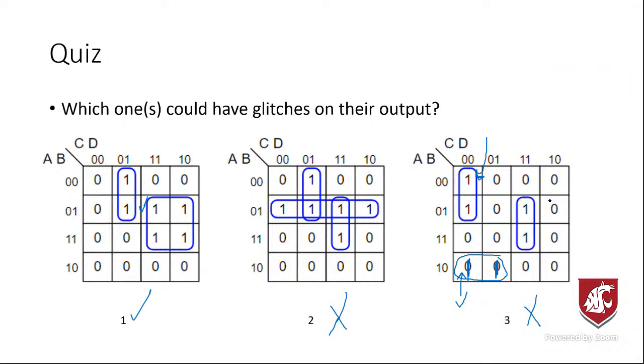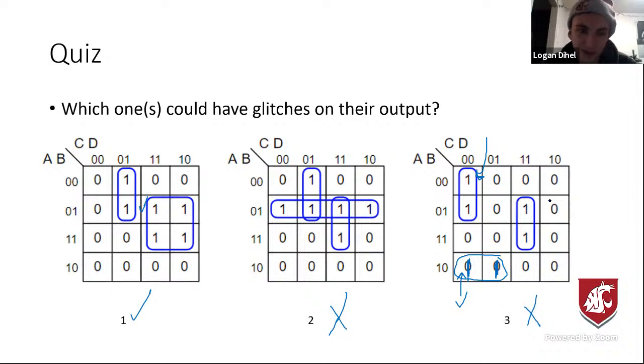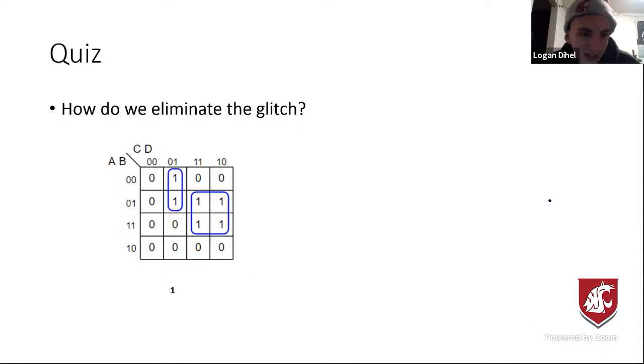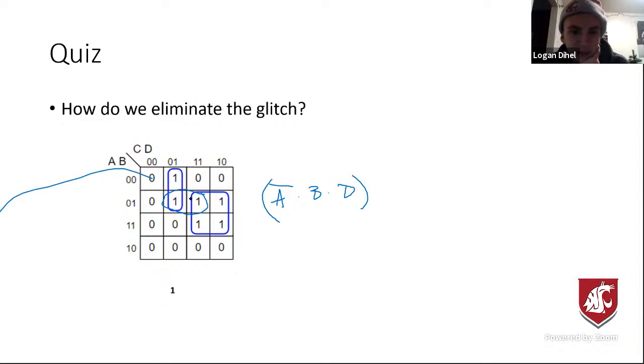Okay. So if the loops are adjacent and they're not overlapping, then they will cause a glitch, or they have the potential to cause a glitch. In this example, to eliminate this glitch, we would just put a circle there. The equation for that would be what? Looks like A and B don't change and D doesn't change. So like A bar or B or D, something like that. And that would eliminate the glitch from whatever circuit you had if you added that term to your SOP.